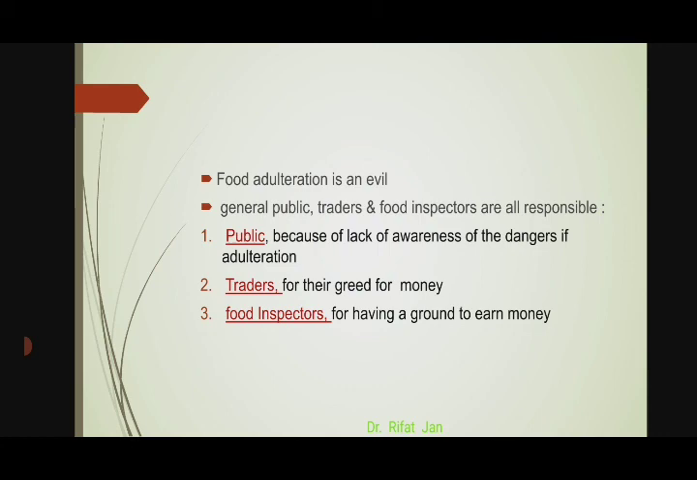Food adulteration is an evil, and for it everybody is responsible. Be it the general public. Why is the public responsible? Traders are responsible, food inspectors, all are responsible. Public is responsible because they are not aware of the dangers of adulteration. They feel, oh, this food is cheap and it looks very good and attractive, so I'll buy it. But they don't know that it has been adulterated, which is very harmful. The traders are responsible because they are the ones who have greed for money and they adulterate the food. Food inspectors, they make money out of it.